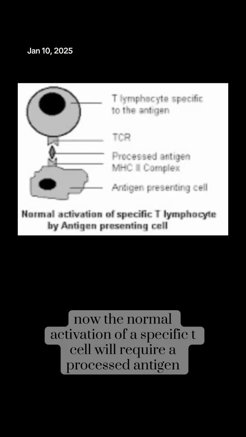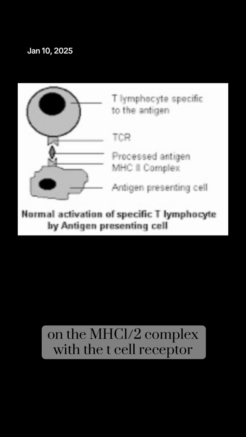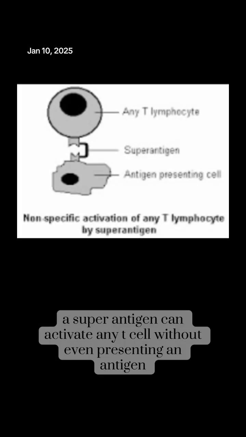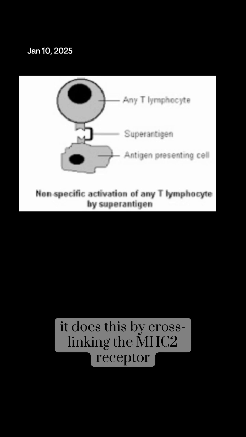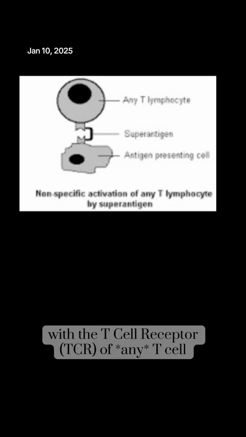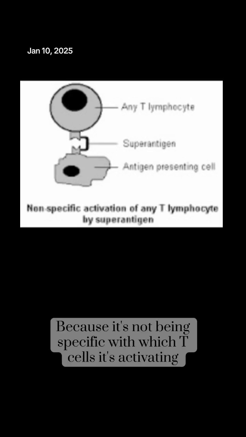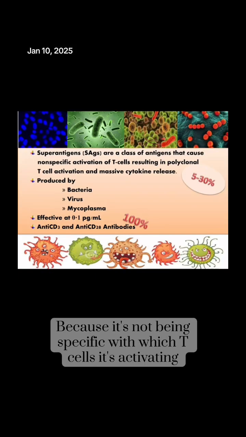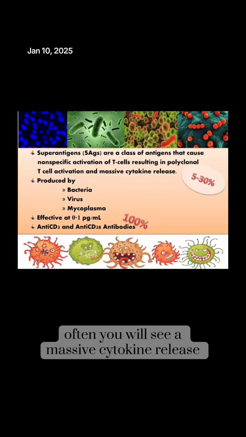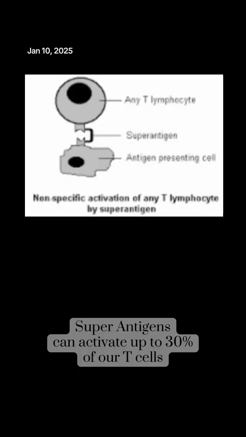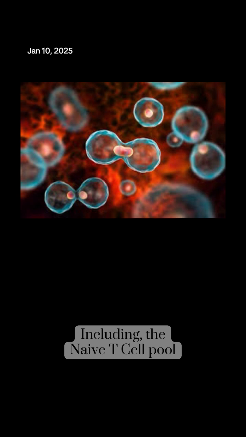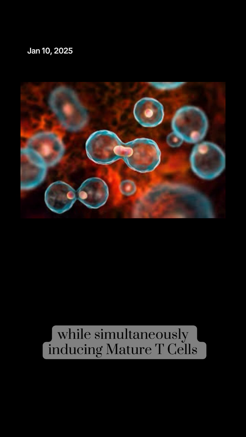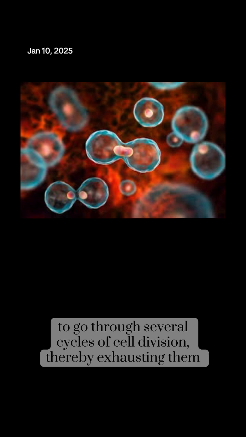Now, the normal activation of a specific T cell will require a processed antigen on the MHC2 complex with the T cell receptor. A superantigen can activate any T cell without even presenting an antigen. It does this by cross-linking the MHC2 receptor with the T cell receptor of any T cell. Because it's not being specific with which T cells it's activating, often you will see a massive cytokine release. Superantigens can activate up to 30% of our T cells, including the naive T cell pool, while simultaneously inducing mature T cells to go through several cycles of cell division, thereby exhausting them.